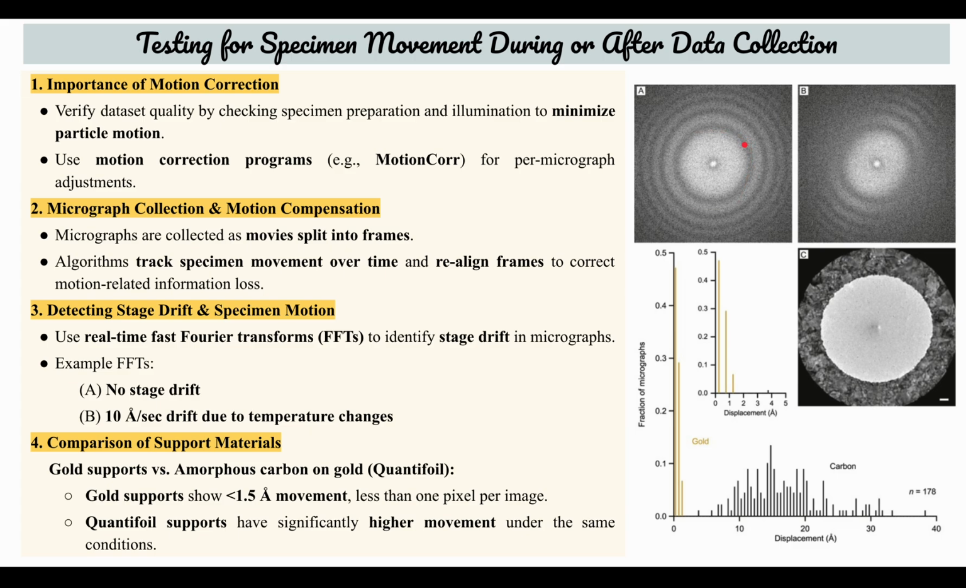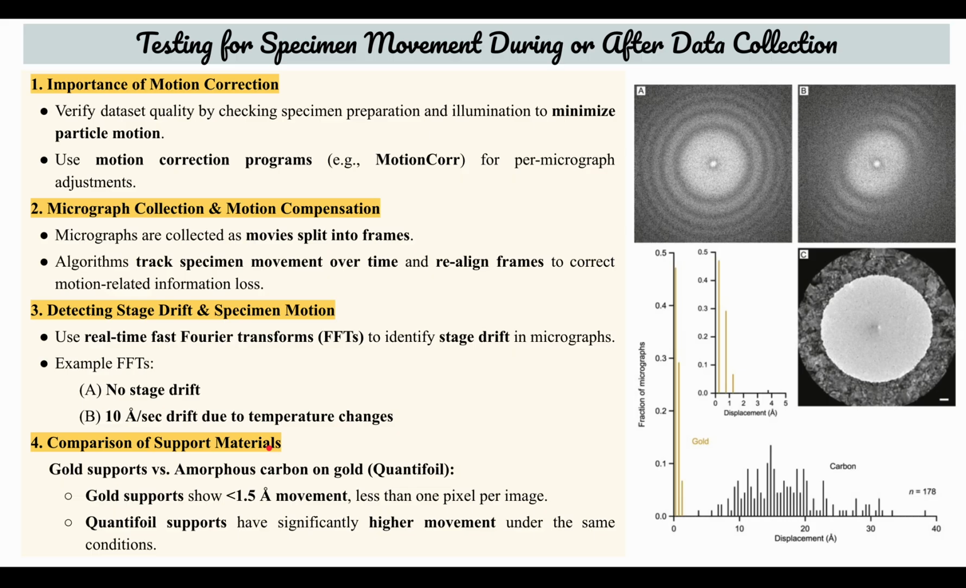In this case, as you can see, no drift is taking place, whereas in this case there is motion taking place, so the concentric circles formed are not well resolved. Now, detecting stage drift or specimen motion: use real-time fast Fourier transforms to identify stage drift in micrographs. Generally, fast Fourier transforms are used to identify whether motion is taking place in micrographs or not. Examples are when there is no stage drift, and this one is when there is 10 angstrom per second drift due to temperature differences or temperature changes.